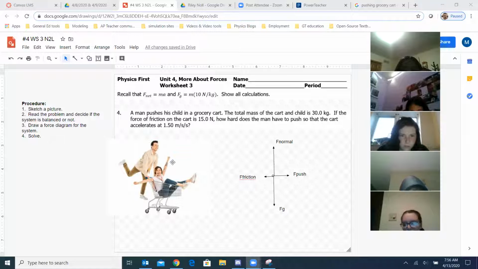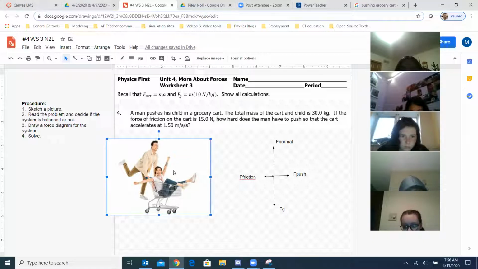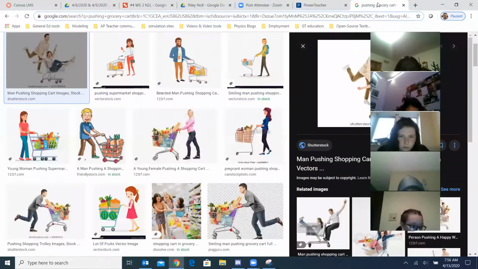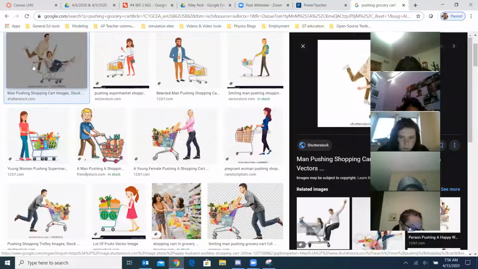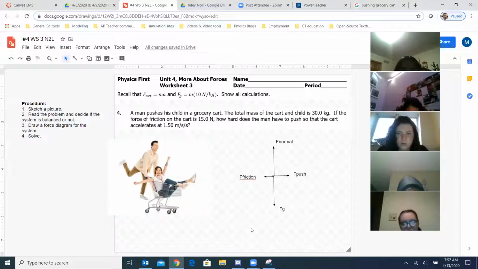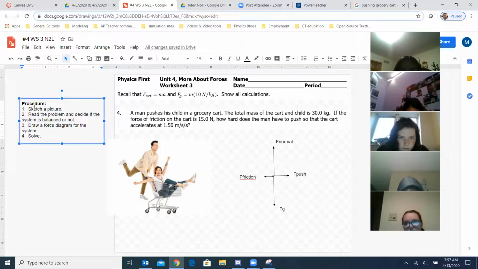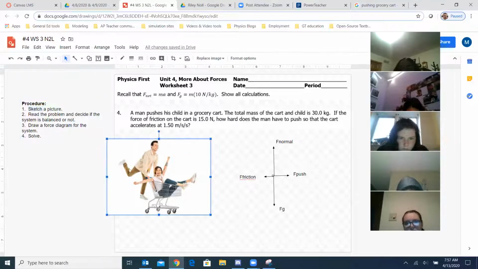So it says a man pushes a cart. You like my picture there? I drew that myself. No, I didn't. If you're wondering how you can draw some pictures, you can actually go on and search the web. I looked for somebody pushing a cart, found one here, and just copied it. So you could do that too if you wanted to. It's kind of fun. And then it says he's pushing his cart, so I draw a force diagram. So I've done number 1 already. Here's my picture.